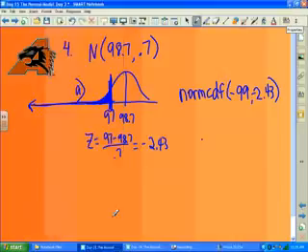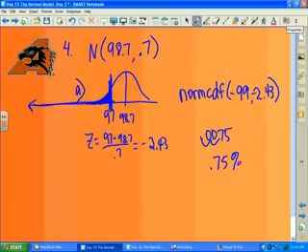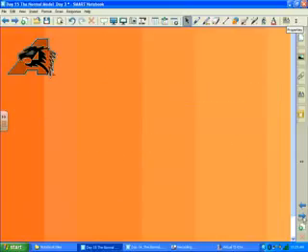Okay, so 0.0075, what does that mean? You could say that number or you could say 0.75%. So that's not very many people that would have hypothermia. Okay, part 4B.